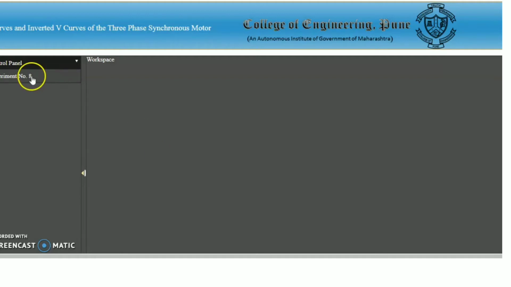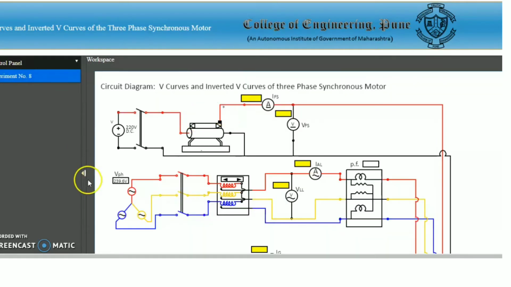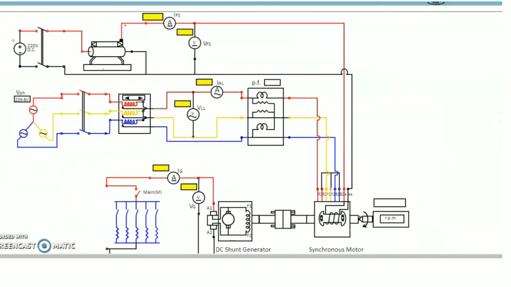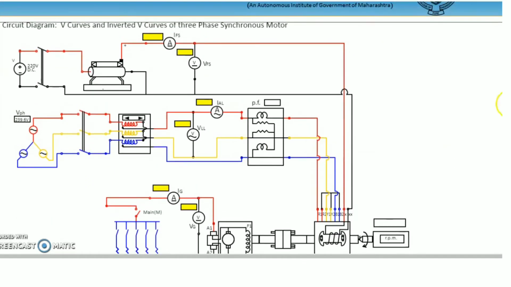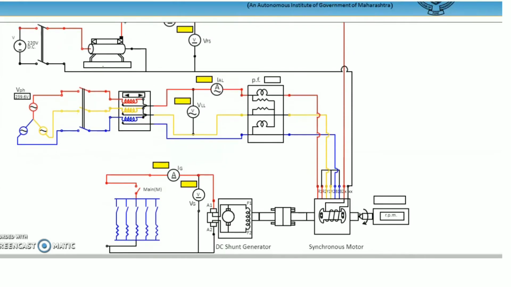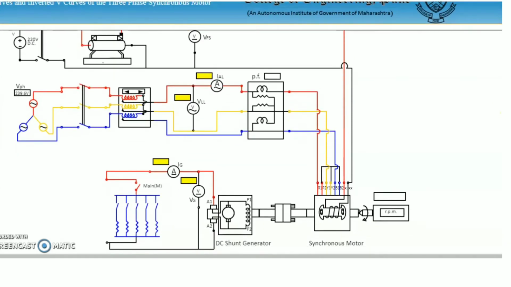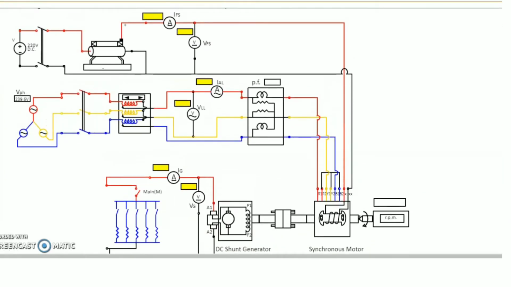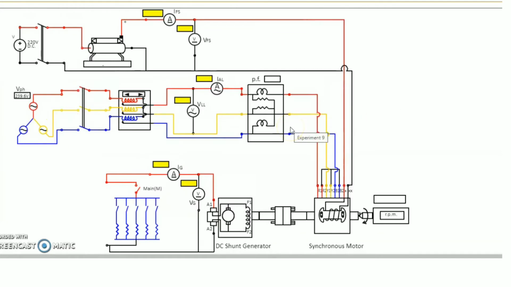To start this experiment, first click here experiment number 8 and drag and drop on this workspace. This is the circuit diagram for this experiment. Here you can see this is synchronous motor. This three different color represents it is three-phase synchronous motor.